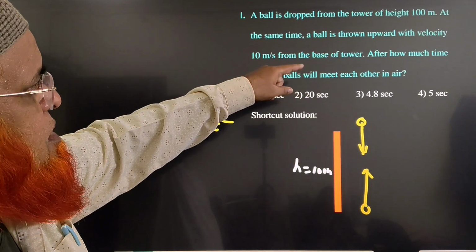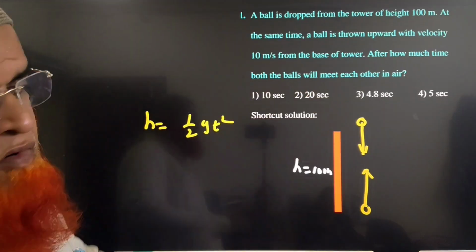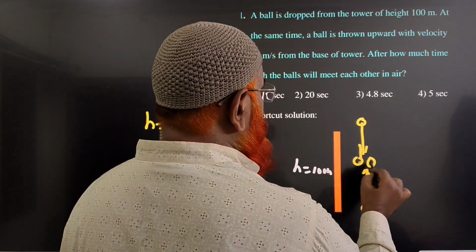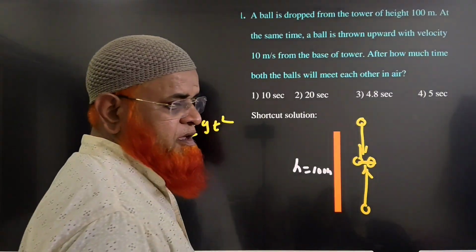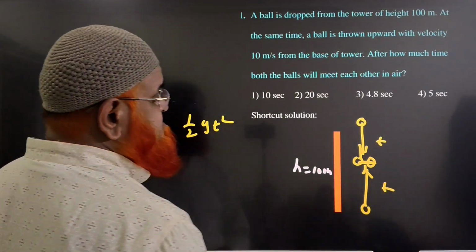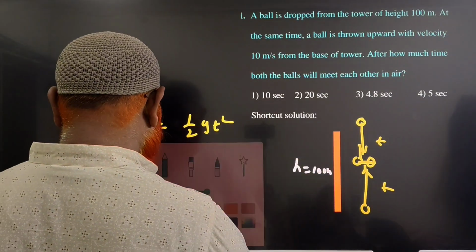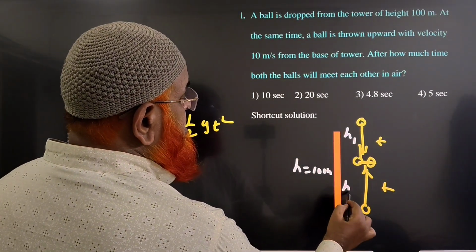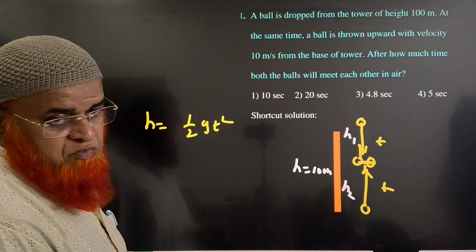Upwards, from the base of a tower, they will meet somewhere here, isn't it? One is dropping and one is thrown upwards. They will meet somewhere here. But for both the cases, time is the same. Let us take the first one. The first one has travelled height h1. The second one has travelled upward with height h2.